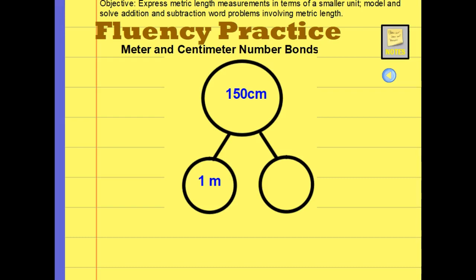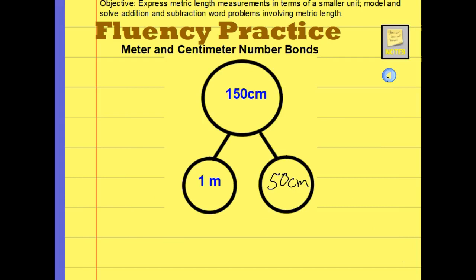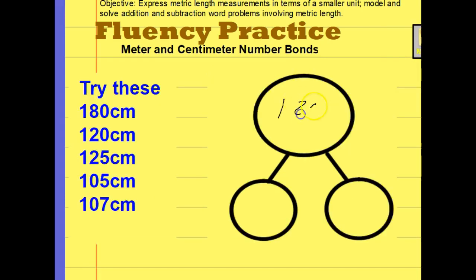Alright, so now we break this apart using a meter and centimeter number bond. So if we have 150 centimeters, we have 1 meter and 50 centimeters left over. Alright, let's try these. We have 180 centimeters, so that equals 1 meter and 80 centimeters. The next one would be 120. It's going to be 1 meter and 20 centimeters. Please make sure you write each of these down, please.